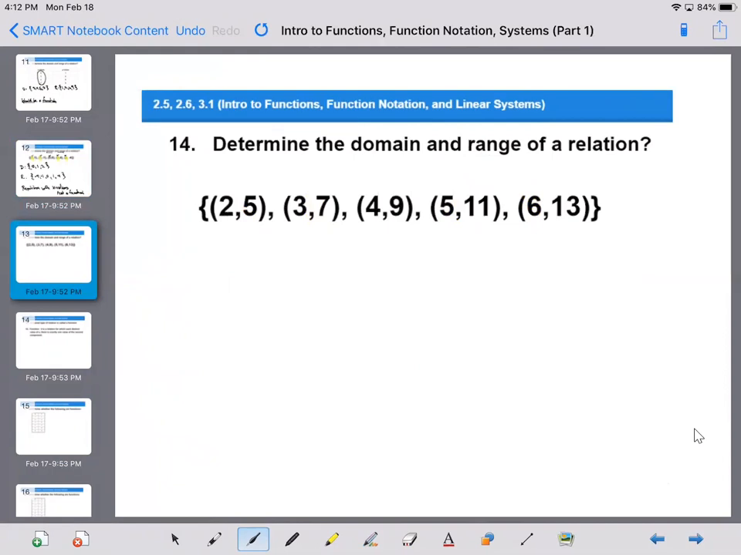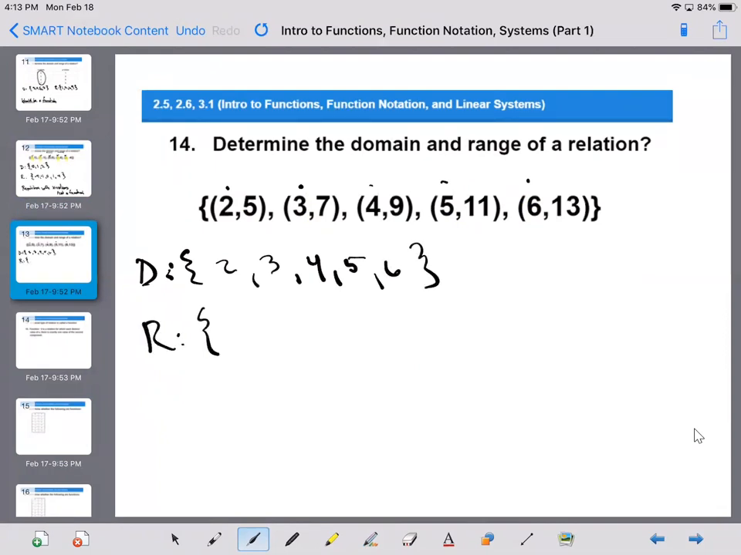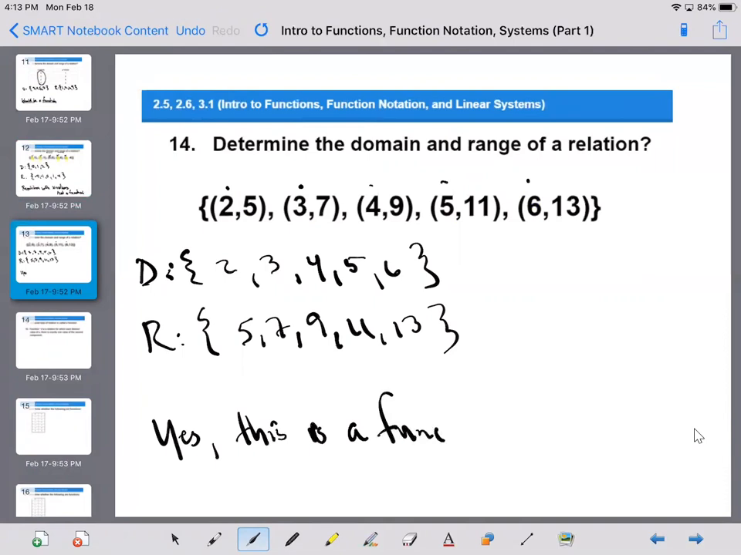Second group, I'm looking at the domain, and I see 2, 3, 4, 5, 6. I do not see any repetition. This would be a function. The range would be 5, 7, 9, 11, 13. So we would say, yes, this is a function. For every x value, there's exactly one and distinct y value.